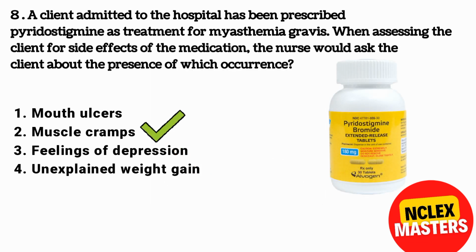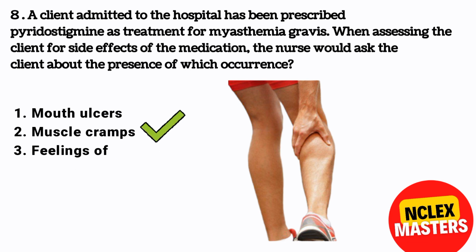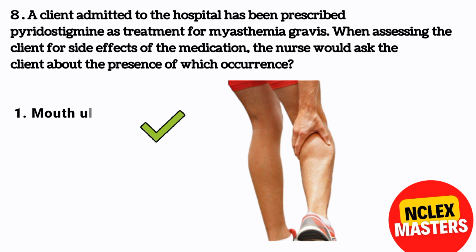Pyridostigmine is an acetylcholinesterase inhibitor used to treat myasthenia gravis, a neuromuscular disorder. Muscle cramps and small muscle contractions are side effects and occur as a result of overstimulation of neuromuscular receptors. Mouth ulcers, depression, and weight gain are not associated with this medication.